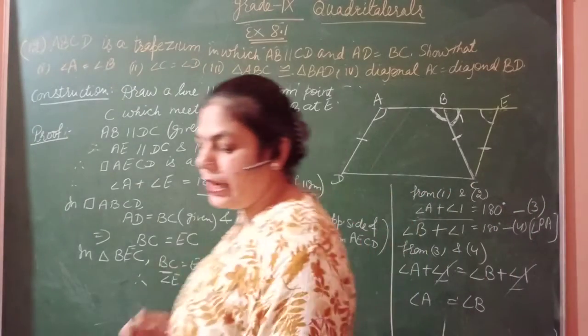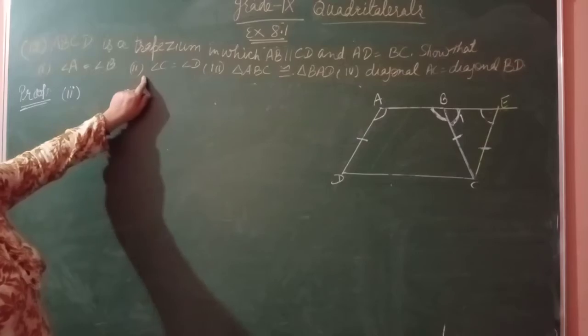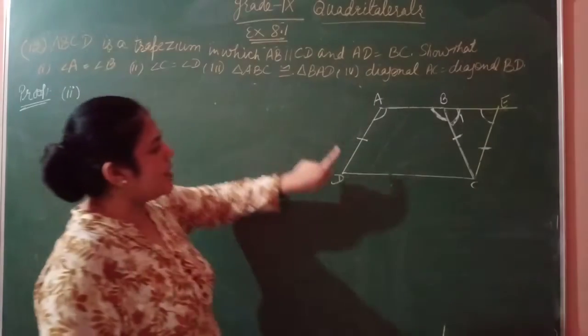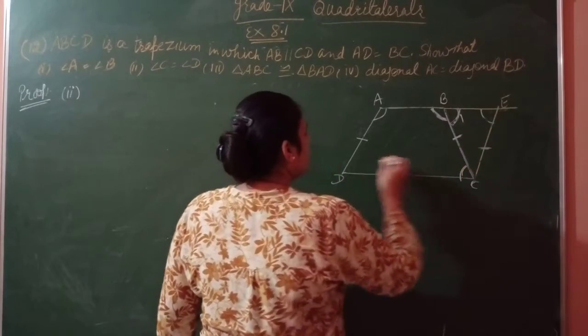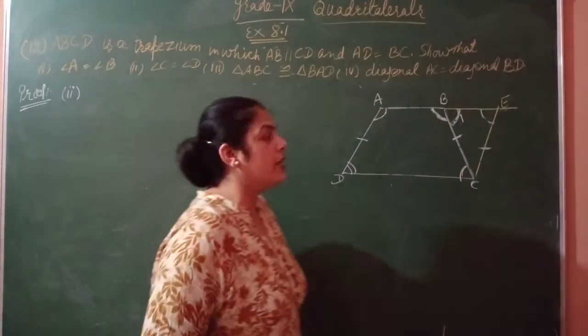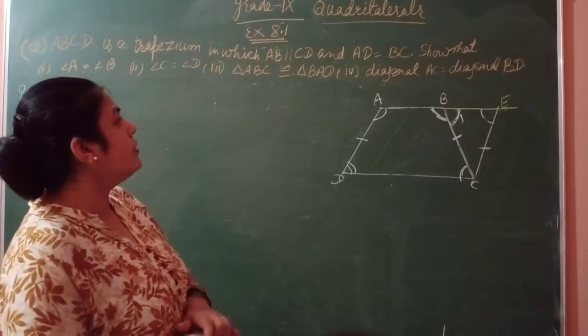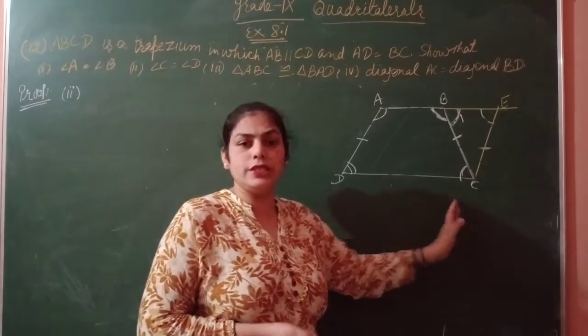Now come to the second part. Now we start our second part. We have to prove that angle C is equal to angle D. This we have to prove. Clear? These two angles. In the first part we proved that angle A is equal to angle B. Now we are given that ABCD is a trapezium. AB is parallel to DC.